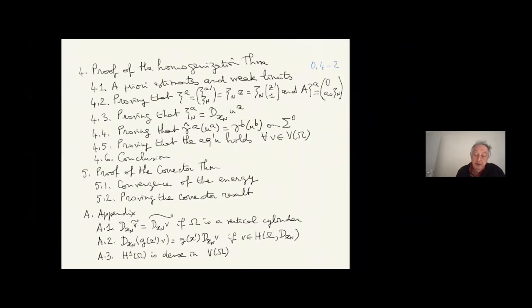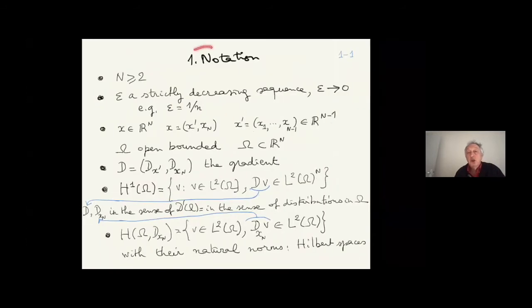Let me begin with the notation. The notation are basic, but I would like to emphasize some point. I will work in R^n with n more than 2. Epsilon will be a sequence of real numbers which tends to 0, strictly decreasing.